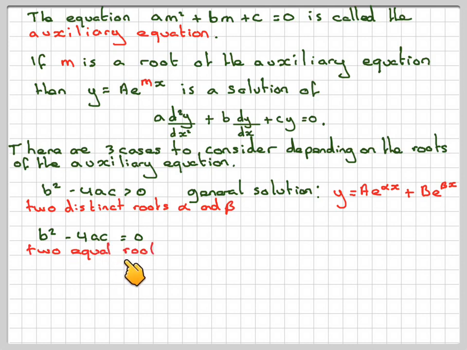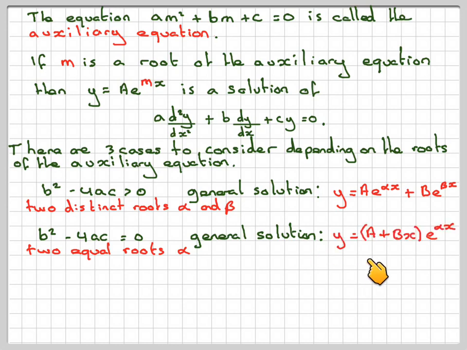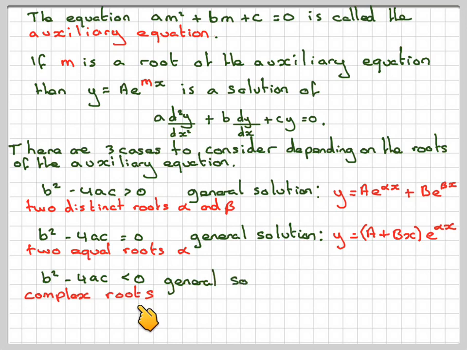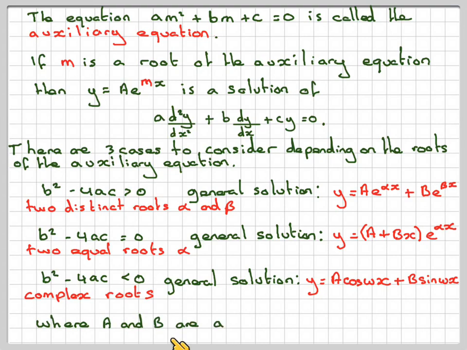If b squared minus 4ac is equal to 0, there are 2 equal roots, which is alpha. The general solution will be of this form: y is equal to (A plus Bx) e to the alpha x. And then we've got b squared minus 4ac is less than 0, i.e. this is negative, we have complex roots, so the general solution takes a different format altogether. And again, we'll look at these in a later video. So we've got y is equal to A cos of some number times x plus B sine of some number times x. Now A and B in all these cases are arbitrary constants.